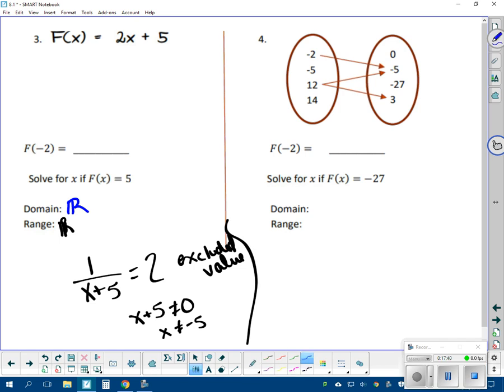All right, number 4, we've got a mapping. What does f of negative 2 equal? What's it map to? Negative 5. Solve for x. If f of x equals negative 27, so this is the output, what's the input for your x value in this function when y equals negative 27? There isn't one. Look, nothing maps to it. No solution.